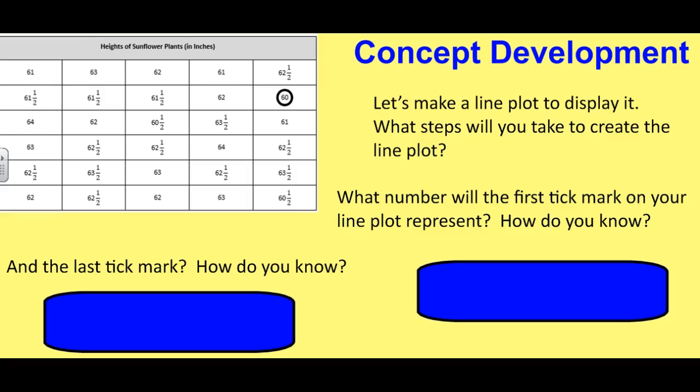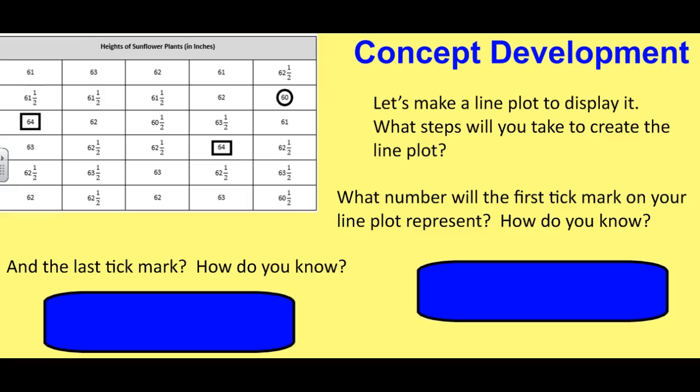Now we need to find the last tick mark, because we know that we're looking for the largest number in the chart, and that's going to be our last tick mark. I want you to put a square around the largest measurement on this chart so we know what our last tick mark is going to be. Okay, so the number that you should put a square around is 64. That is the largest measurement that you see on the chart. So we're going to start our line plot at 60 and end our line plot at 64.